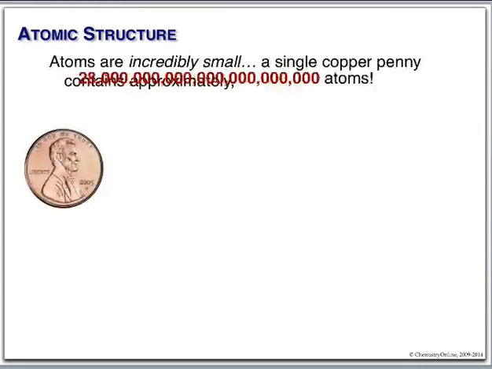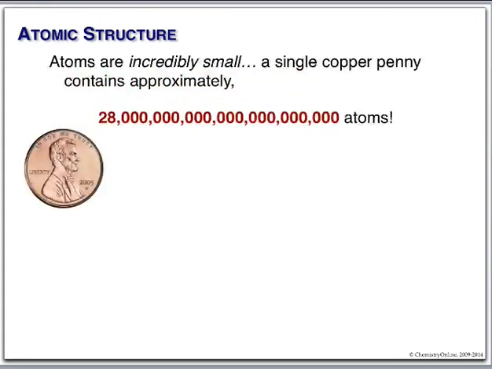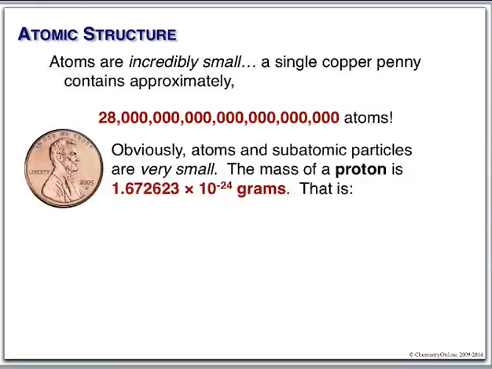All right, atoms are incredibly small. If this, in fact, was a copper penny, and it isn't, but if it was, it would contain roughly 28 sextillion copper atoms. Each of these will have protons, neutrons, and electrons. The mass of the proton is about 1.67 times 10 to the minus 24th grams.